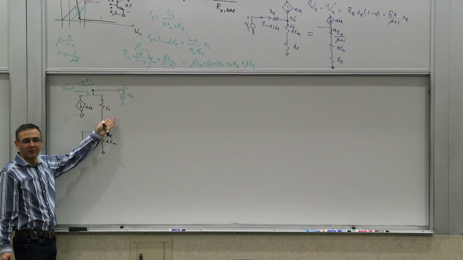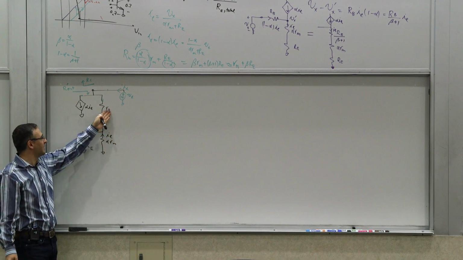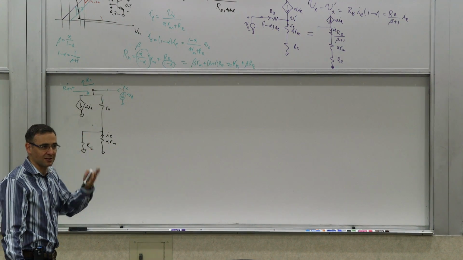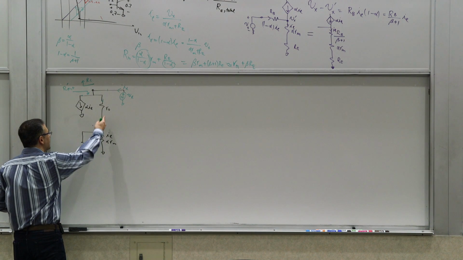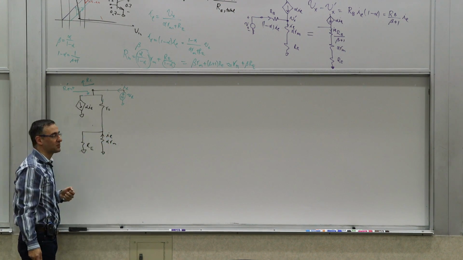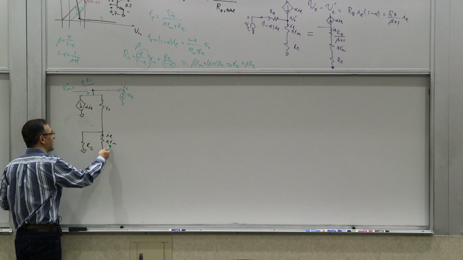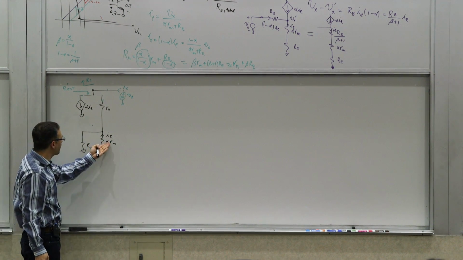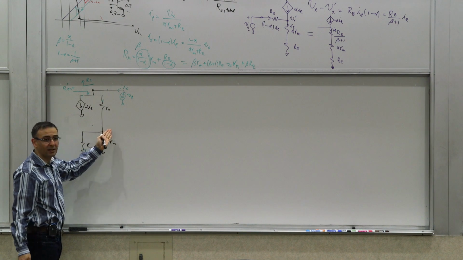What's the typical relative ratio of these two? Large, 10,000, 1,000, depending on what the parameters are. So this is a much larger thing compared to that. If this is like a 100 kilo ohm, this is going to be 100 ohms or 50 ohms or something like that. So do I need to really worry about the exact value of these things when I'm thinking about finding this value? No.